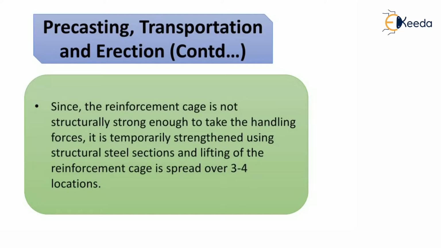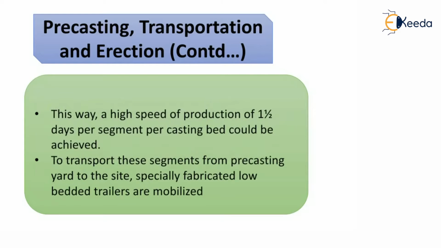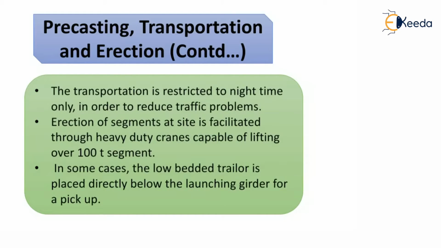Since the reinforcement cage is not structurally strong enough to take the handling forces, it is temporarily strengthened using structural steel sections. This way, a high production speed of 1.5 days per segment per casting bed could be achieved. The transportation is restricted to night time only in order to reduce traffic problems.